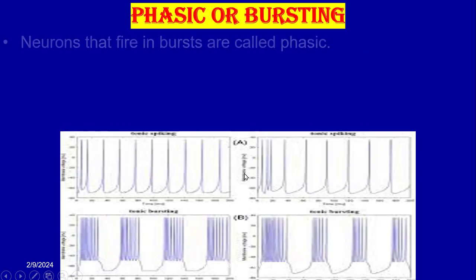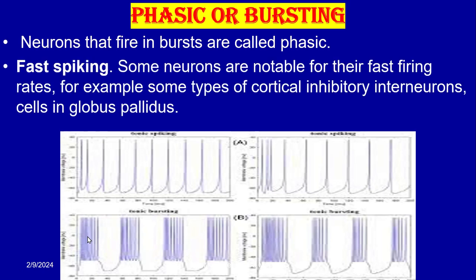Phasic or bursting neurons. Neurons that fire in bursts are called phasic. Fast spiking: some neurons are notable for their fast firing rate. For example, some types of cortical inhibitory neurons and cells in globus pallidus. These phasic neurons release their impulses in bursts. For some time they remain quiet and then they discharge their impulses in bursts very fast and then they become silent. So there is an interval of activation and then a period of inactivation. So this is called phasic. They perform their activity in phases. For some time they remain quiet and for some time they discharge in bursts.